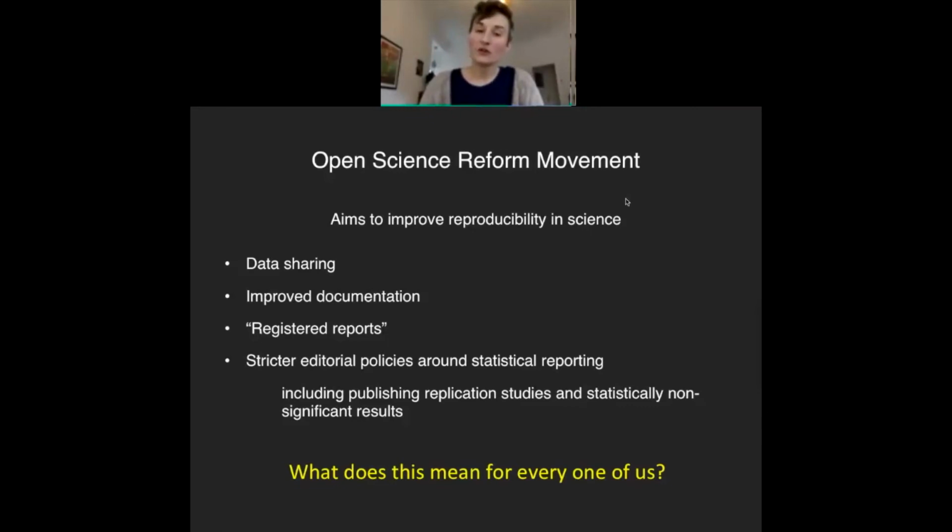More and more journals now welcome replication studies and statistically non-significant results, to take out this publication bias, or at least reduce it. So what do these points mean for every one of us in practical terms?